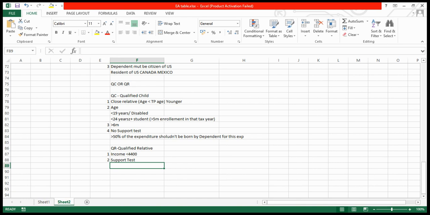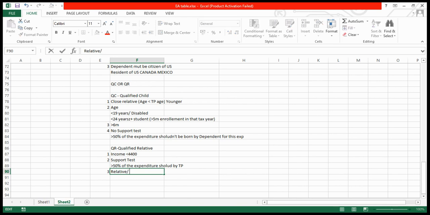In a qualified relative, the support condition means more than 50% of the expenditure should be borne by the taxpayer, then only. The third condition is relative. So, if someone is a relative and satisfies the above conditions, then he can be called a qualified relative.